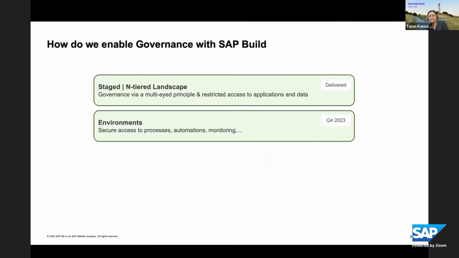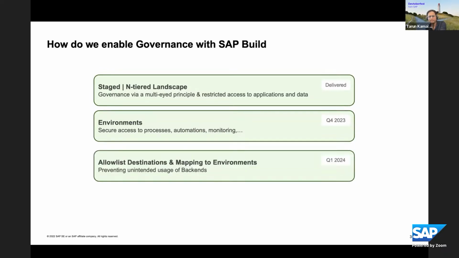As such, the second most important element was the introduction of environments. Of course, this is not yet delivered. It will be shortly delivered in Q4. And the whole intent is that you want to secure access to processes, automations, who can monitor, who can deploy, and where can they deploy. So the whole notion of who can execute processes and automations, having a security layer over and above what is out there, right?